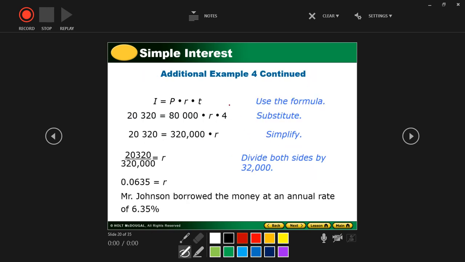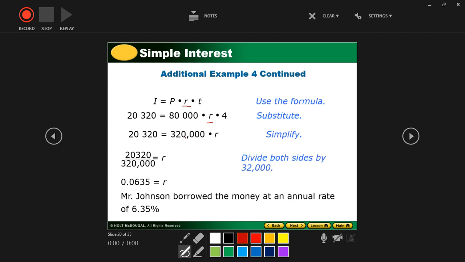Now, using the formula of the simple interest, we can convert our digits here. So, the interest is 20,320. The principal amount, the amount borrowed, is 80,000 times R. That is what we are looking for, the rate of interest, times T, which is the number of years, 4. So 20,320 equals 80,000 times R times 4, that gives us 320,000 times R. 80,000 times 4 is 320,000.